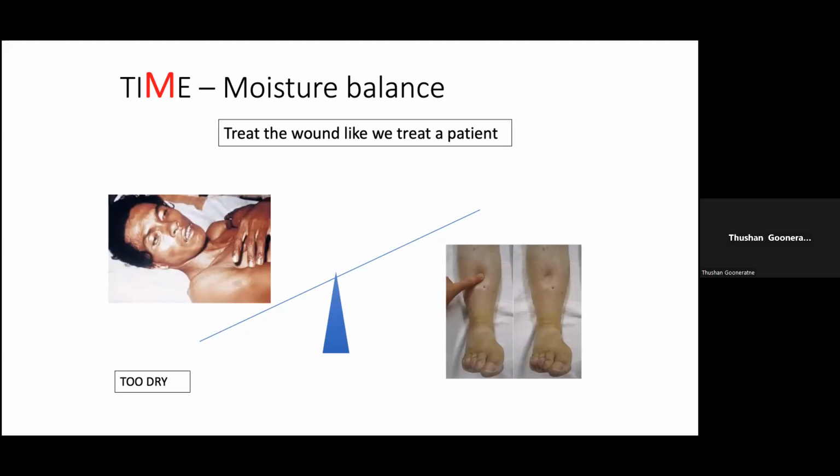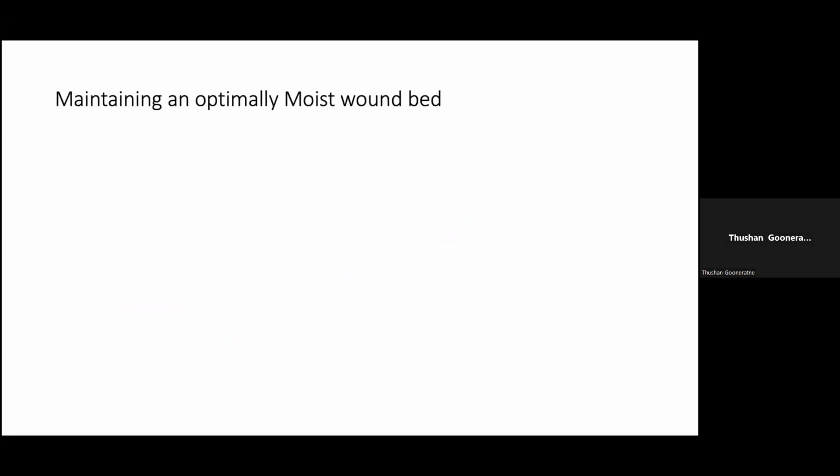At the other end of the spectrum, patients who are in heart failure, in fluid overload, dialysis patients, have lots of fluid. The legs are swollen and leaking fluid. That's too wet. That's not good for the wound either. You've got to find the right balance between not too dry and not too wet, to get the optimum moist wound bed.